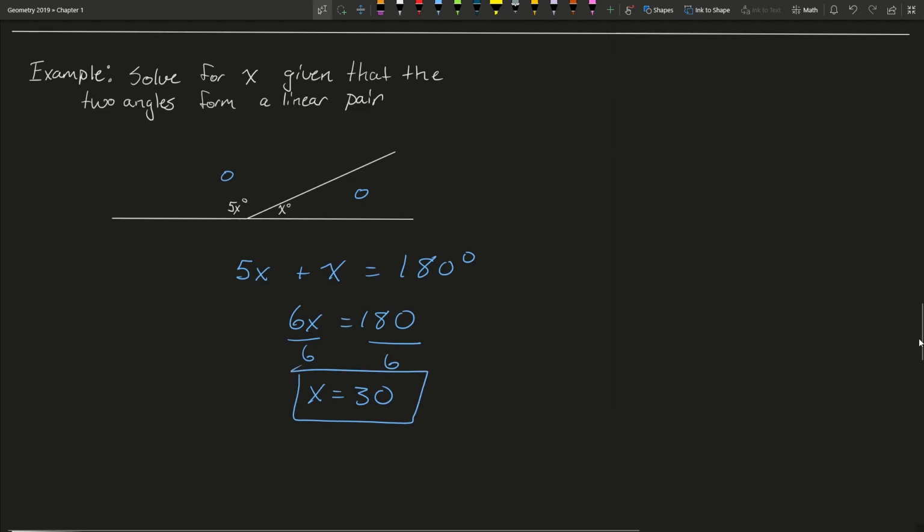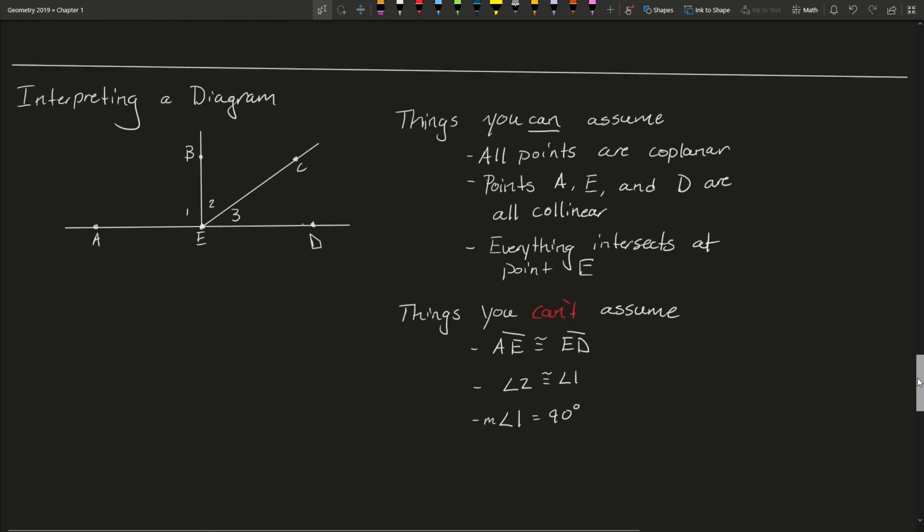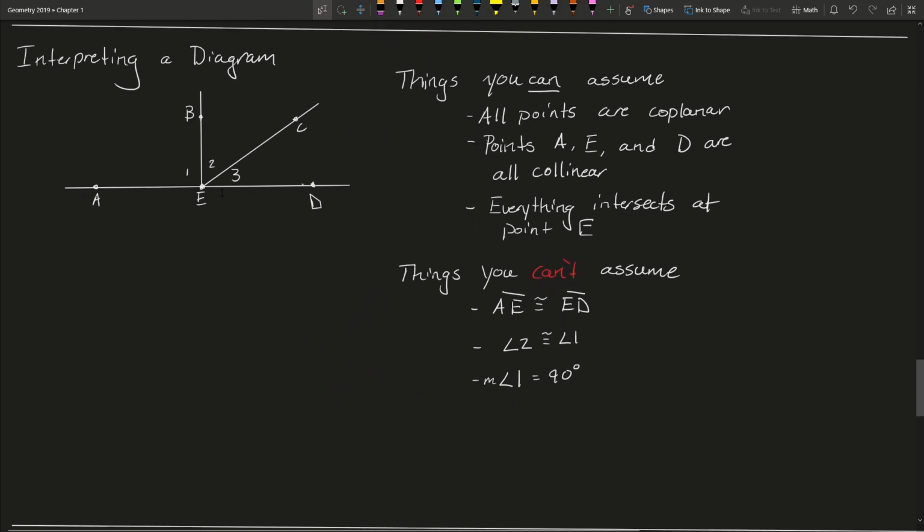The last thing we need to talk about is interpreting diagrams. So given this diagram on the left, there are some things that we absolutely can always assume. First, all points A, B, C, D, and E are all coplanar, meaning they all live in the same plane. You can also assume that points A, E, and D are all collinear, meaning they are on the same line. And you can also assume that every line intersects at point E.